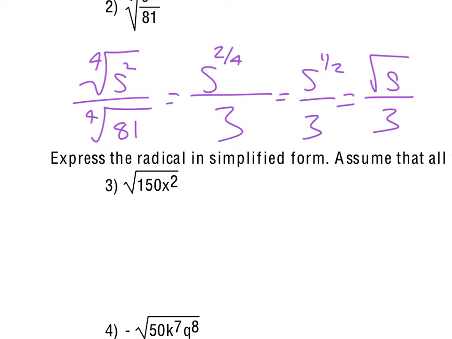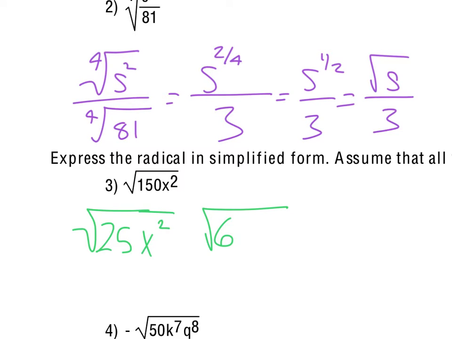And moving on to number 3, simplifying a radical like square root of 150x squared. It's not perfect, so we need to figure out how to split this up into what we can square root and what we cannot. The largest perfect square factor that goes into 150 is 25. 25 times 6 gives us 150. So we split it up this way.